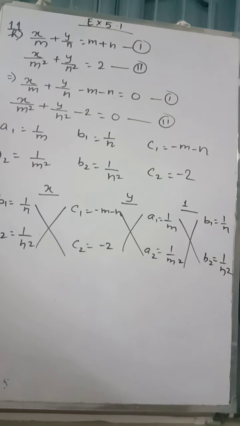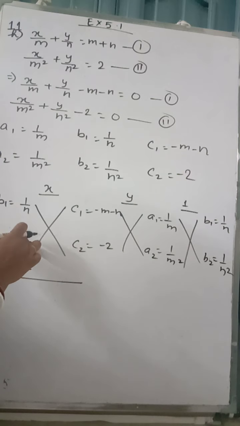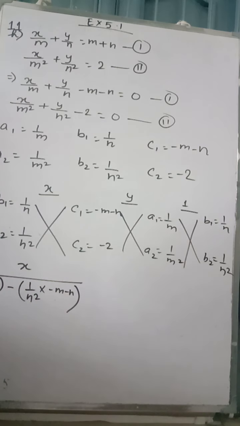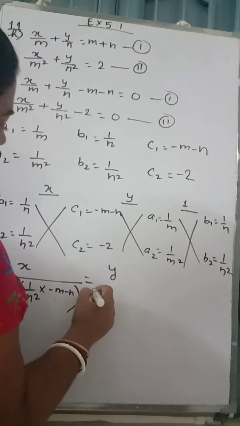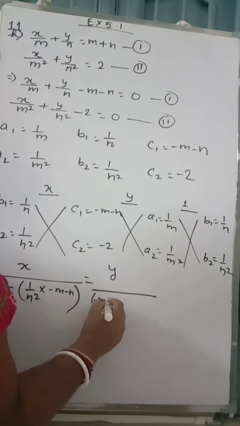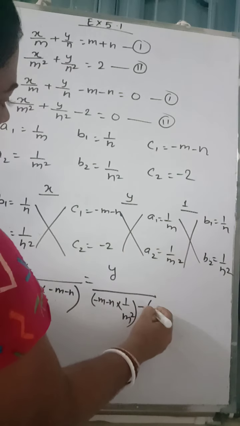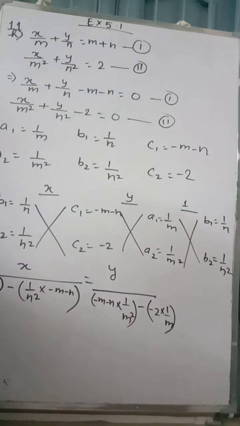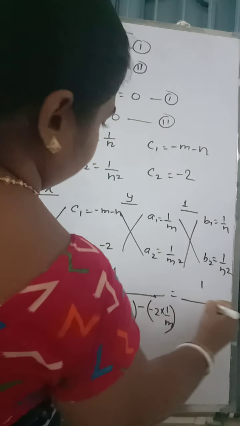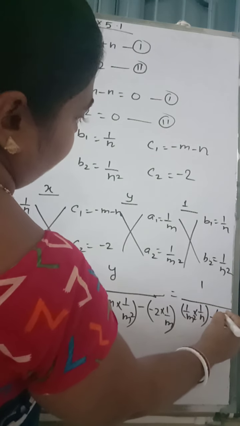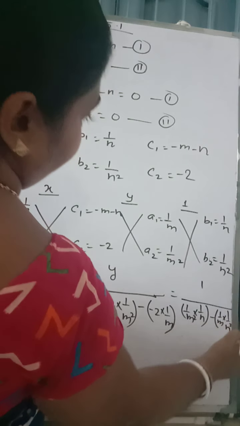Now what do we get? If we multiply this, we get x by 1 by n into minus 2 minus 1 by n square into minus m minus n is equal to y by minus m minus n into 1 by m square minus 2 into 1 by m is equal to 1 by m square into 1 by n minus 1 by m into 1 by n square.